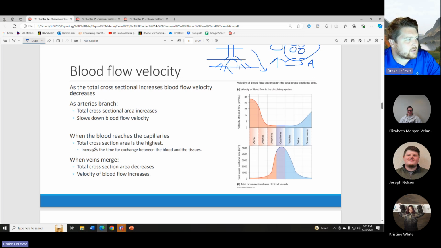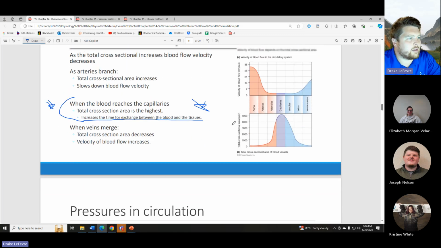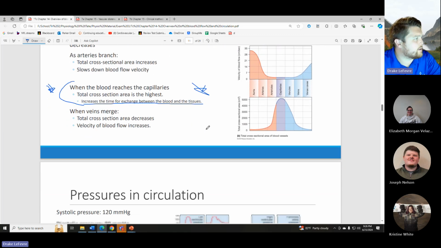And the reason why it slows down: when blood reaches the capillaries, total cross-sectional area is the highest. This is a test question, guaranteed. It increases the time for exchange between blood and the tissues, so our blood moves the slowest in the capillaries, because that's where all of the exchange of stuff is happening, and we want it to be slow in that area.